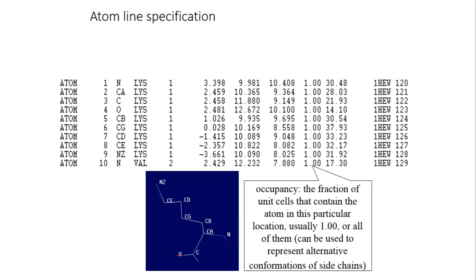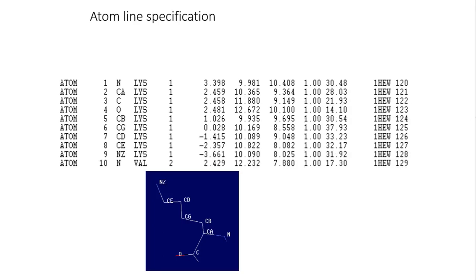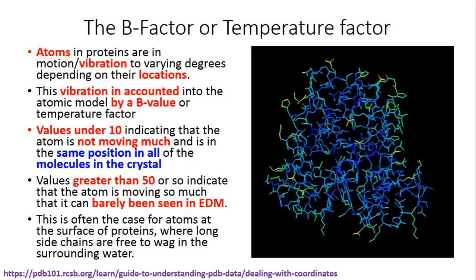Okay, now as I have mentioned, there are two more columns called the occupancy column and the B factor column. B factor is also sometimes called the temperature factor. So let us start now discussing what this B factor, or what is called the temperature factor, is.